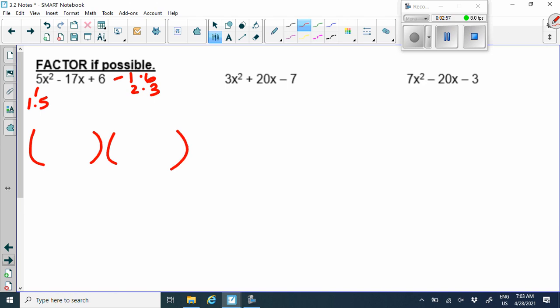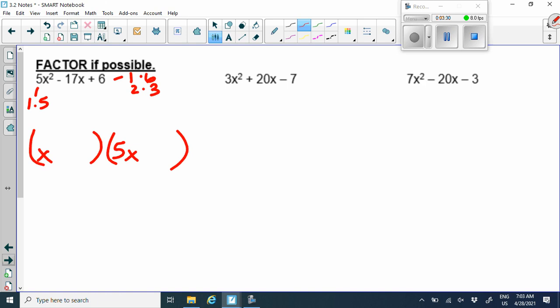Now, the thing is, if there's multiple pairs, we're going to go from the bottom of our list. If there's only one pair, you have to use that. So like with our 5, the 1 times 5, I have to use those values. What I'm going to do is put the 1x in one set of parentheses and the 5 in the other. So they don't go into the same set of parentheses, they go in different ones, right? And I have to put an x because remember, I'm trying to multiply to a 5x squared. So x times 5x does give me that.